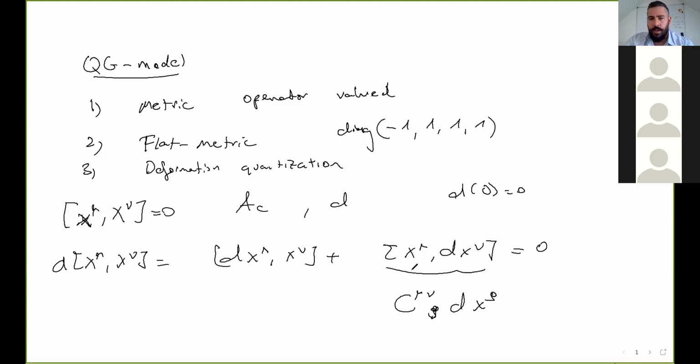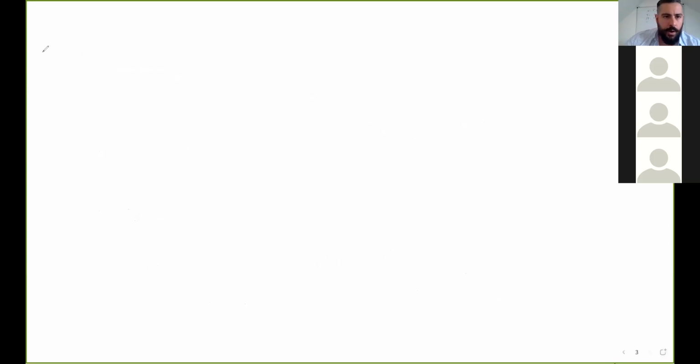The symmetry comes from here because you have C mu nu rho, and here you have C nu mu rho dx rho, and you want this to vanish. Thus, mu and nu have to be symmetric. So if that is symmetric, this vanishes, and you're finished. Further on, I have now this new differential algebra, right?